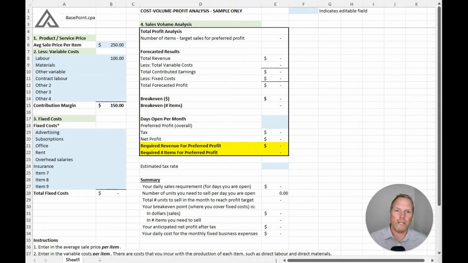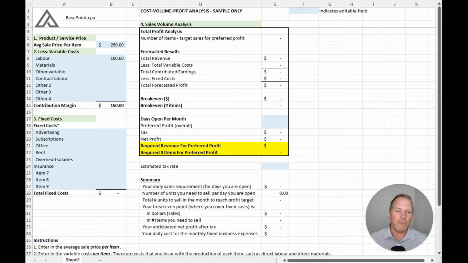Okay, so what we're in here now is a profitability tool that we've put together. It's based off of what's called a cost volume profit analysis, which looks at your costs and your sales volume, and it looks at the profit implications, looking at the dynamics between the two.